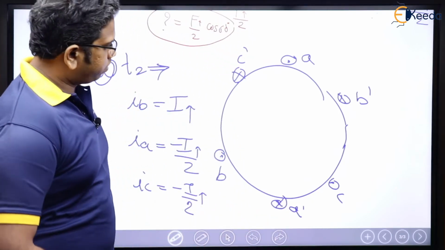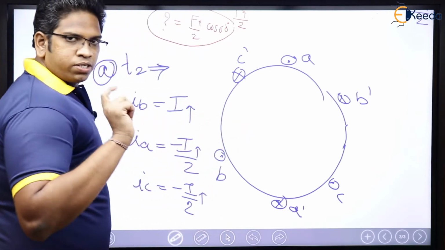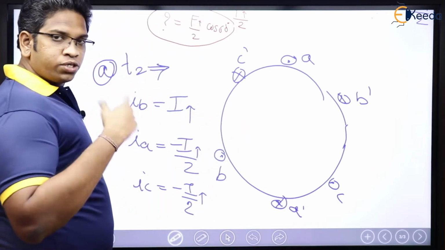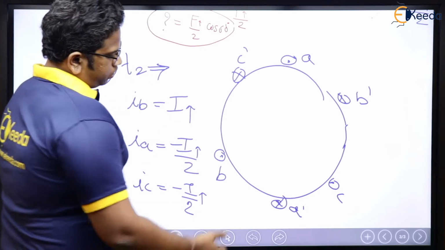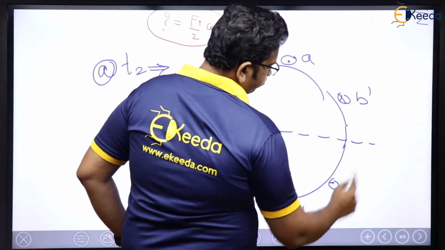Right? Now see here, very important. Let us think about the axis of A, the axis of MMF of A. This is cross, this is dot. The axis is going to be this way. Axis of FA.